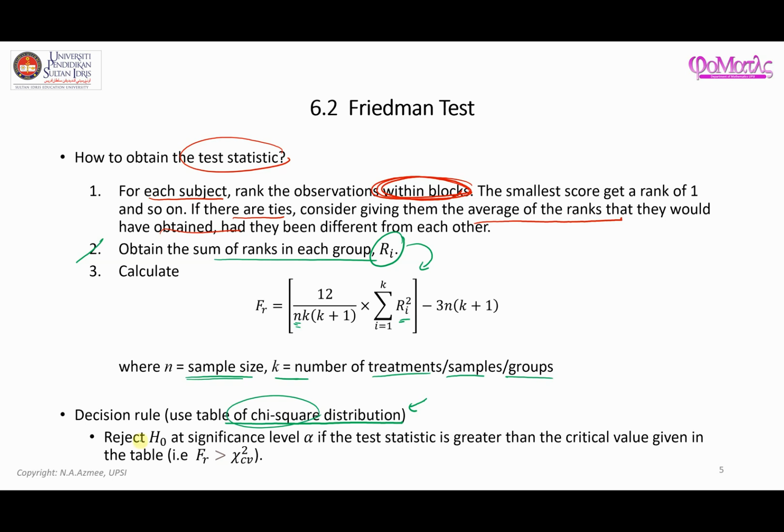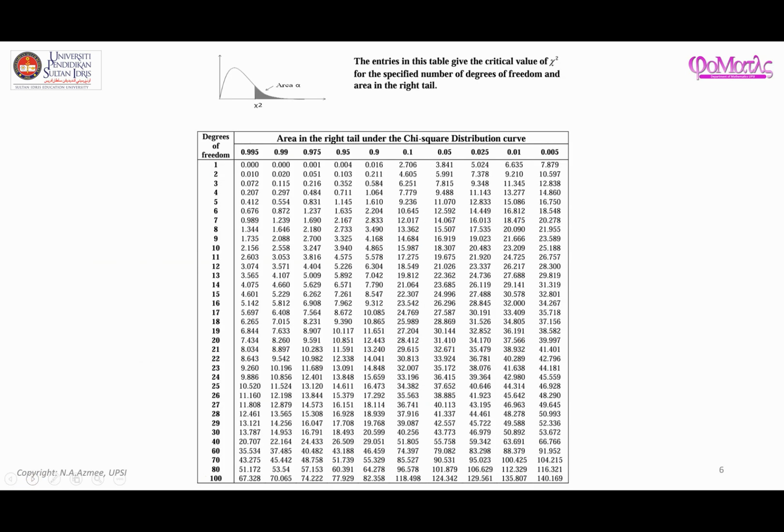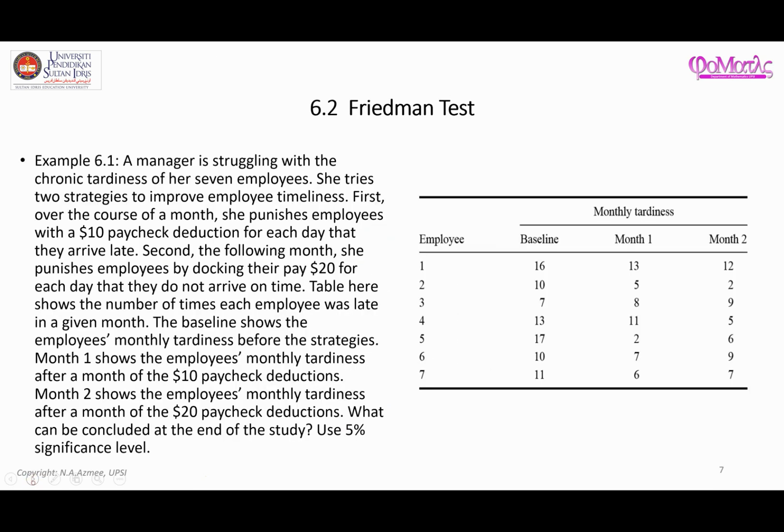So here we are going to reject H null at significance level alpha if the test statistic is greater than the critical value given in the table. So here is our test statistic. If it is greater than the critical value, then you reject H null at that particular significance level. Okay, so here is an example of the chi-square distribution, and I think we will stop right here, and I will continue in the next video with the practical example.